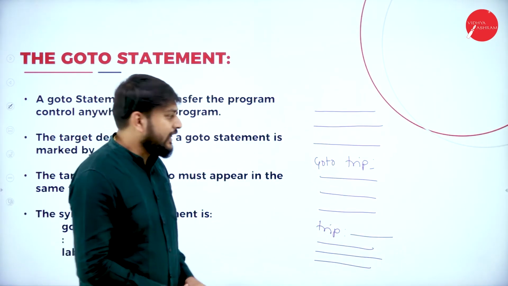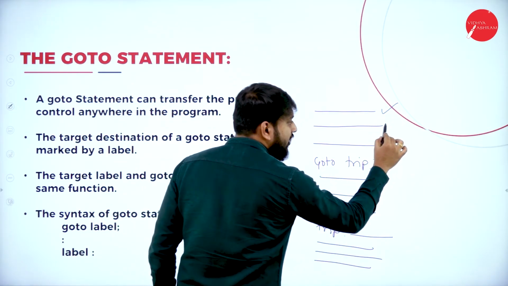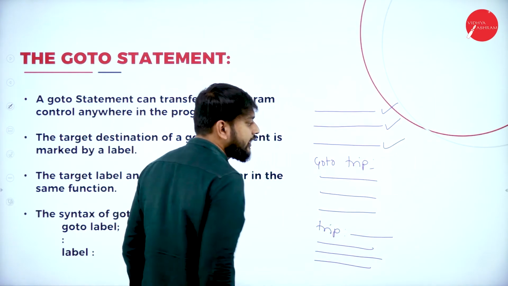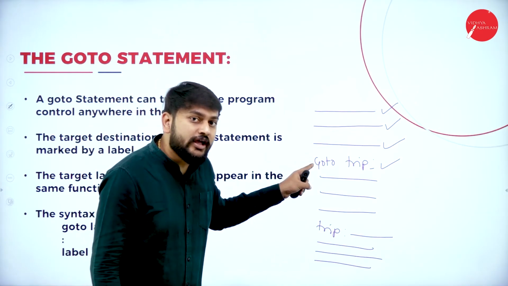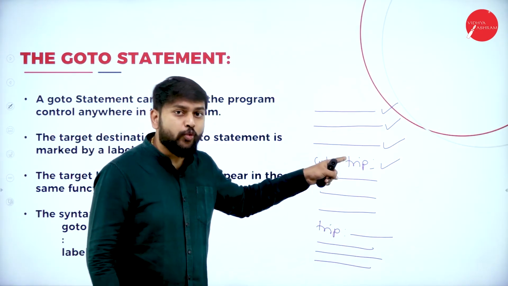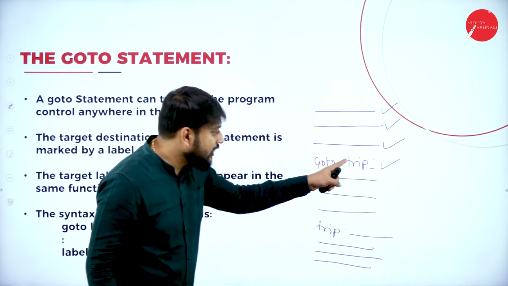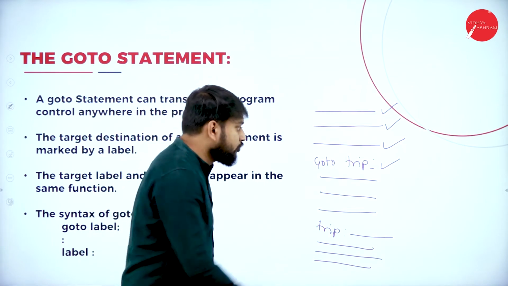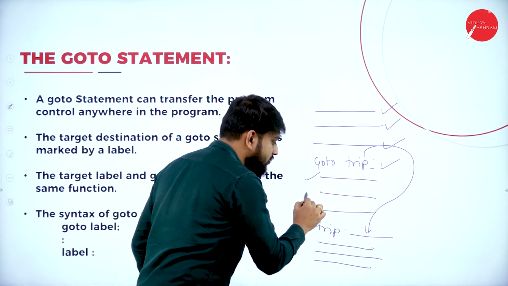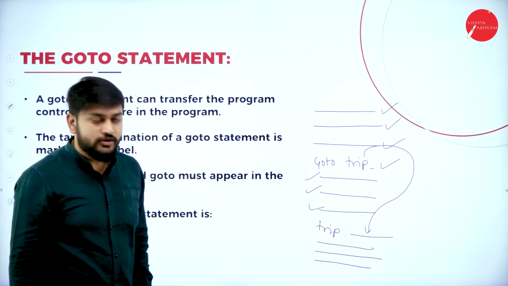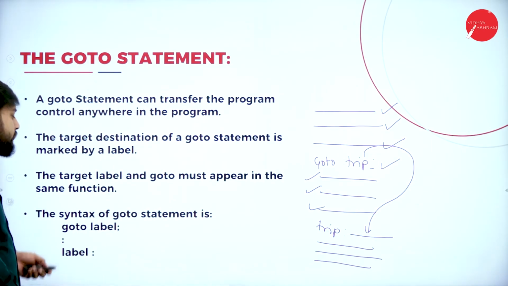What exactly does it mean? First I will execute this line, after that this line, after that this line, after that this line. When I execute this line, what is the instruction I have given to the compiler? Go to trip. What is trip? This line is what I will call trip. Directly from here, the control is jumping to this line without executing this one and this one. You got it? That is what I will call a go to. So this is what you need to remember.